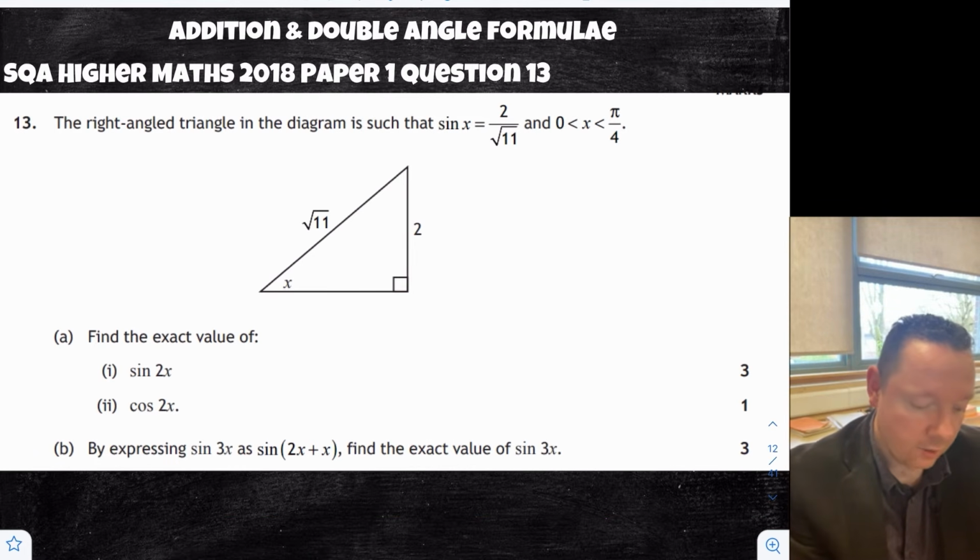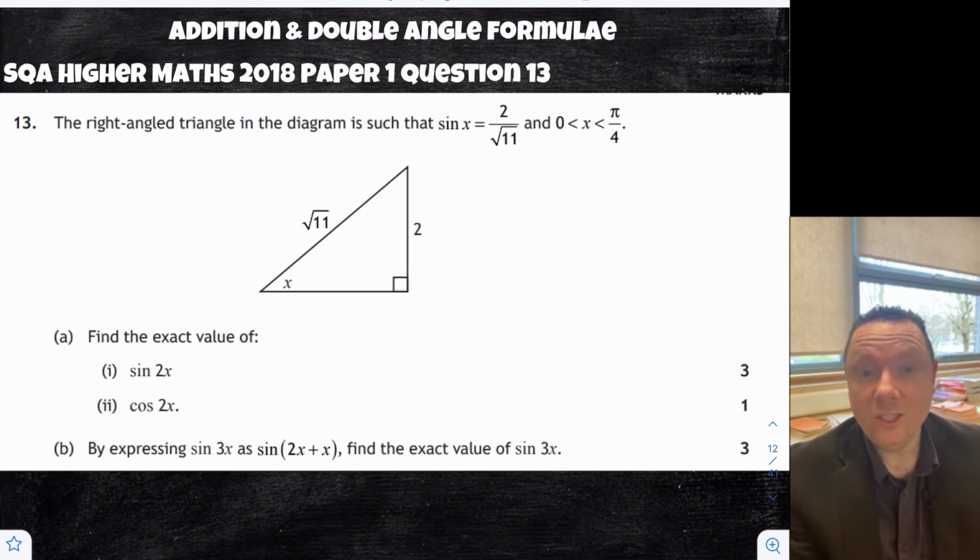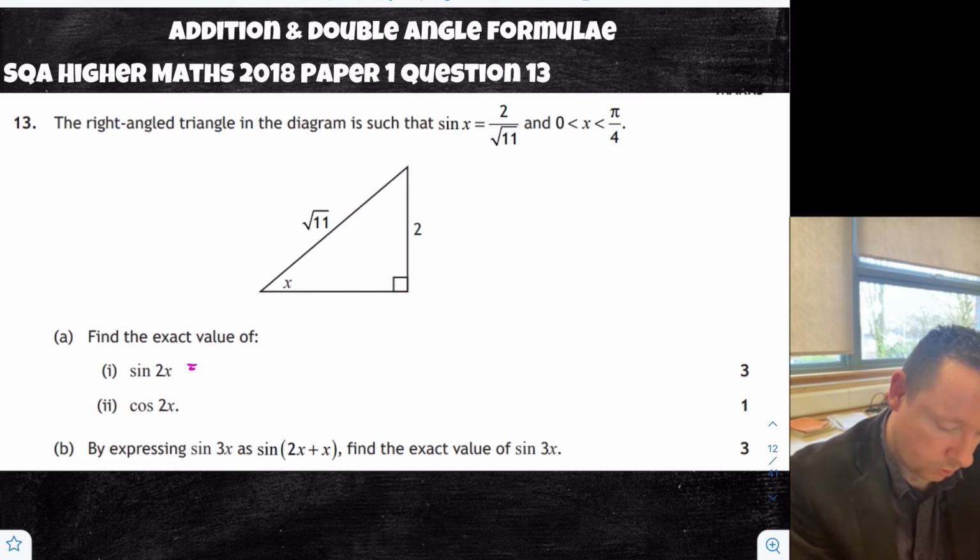The right angle triangle in the diagram is such that sine x is 2 over root 11. Find the exact value of sine 2x. Well, sine 2x is 2 sine x cos x. So I can write that 2 sine x cos x. So I need to know my cos x, so let's go back to the triangle.